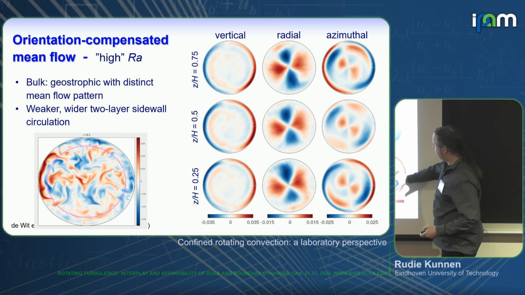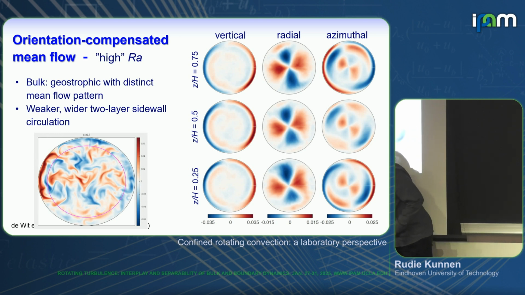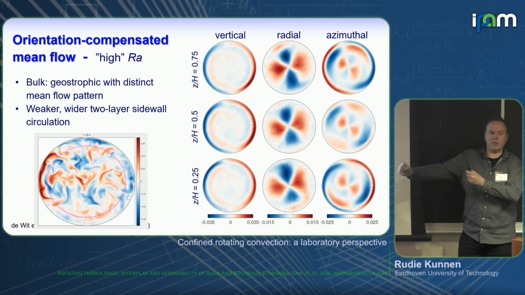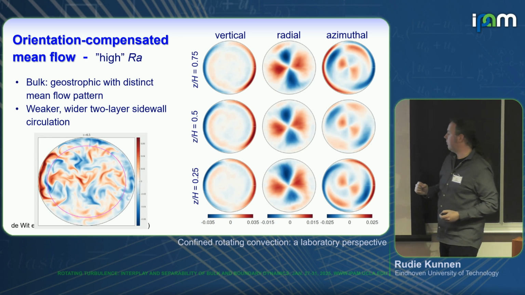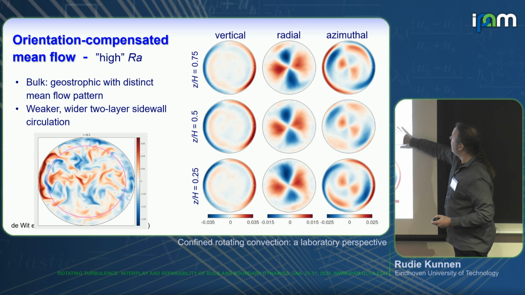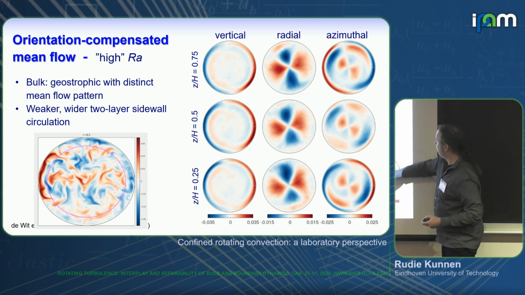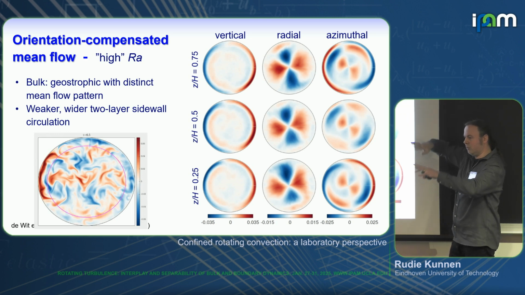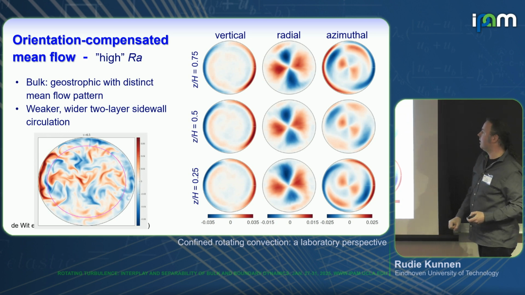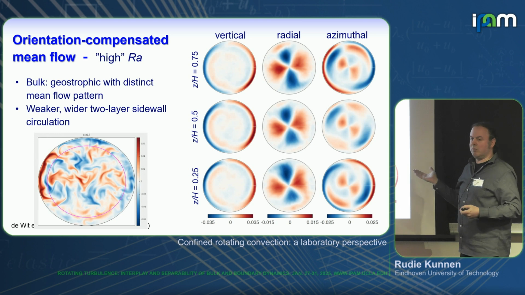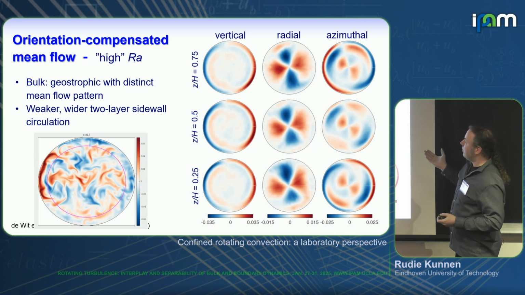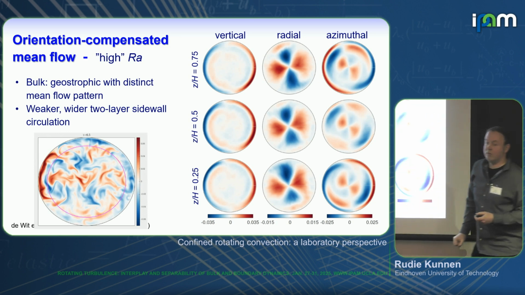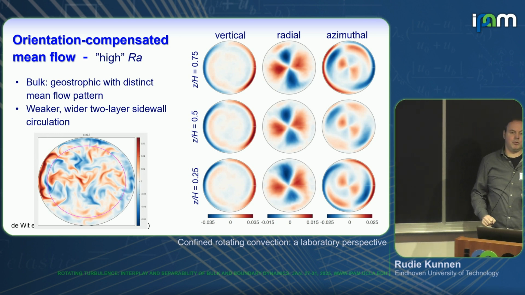We can now see that the wall mode, or the sidewall region, has become a bit thicker, probably because of these interactions between bulk and boundary layer. For the azimuthal velocity, the distinct two-band structure has also vanished a bit further, but overall it's a similar picture. And still, the bulk is quite nicely geostrophic as it was before.